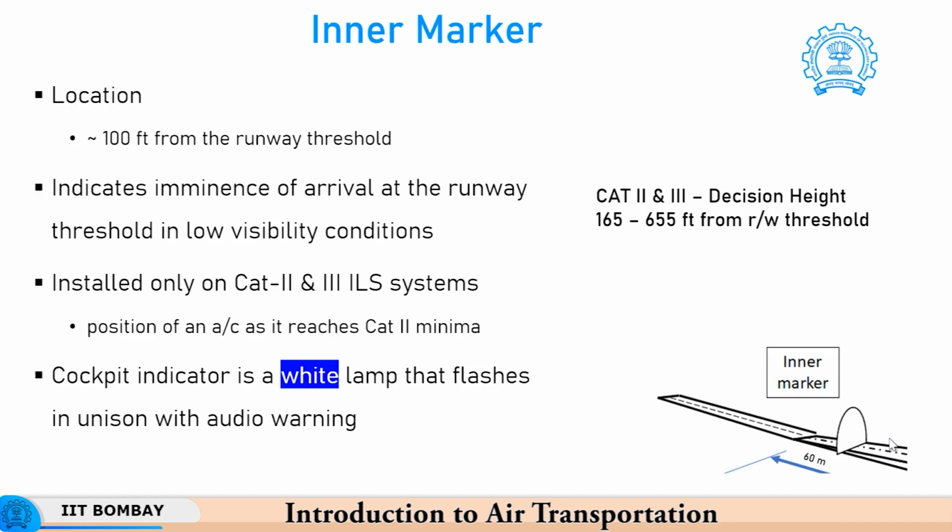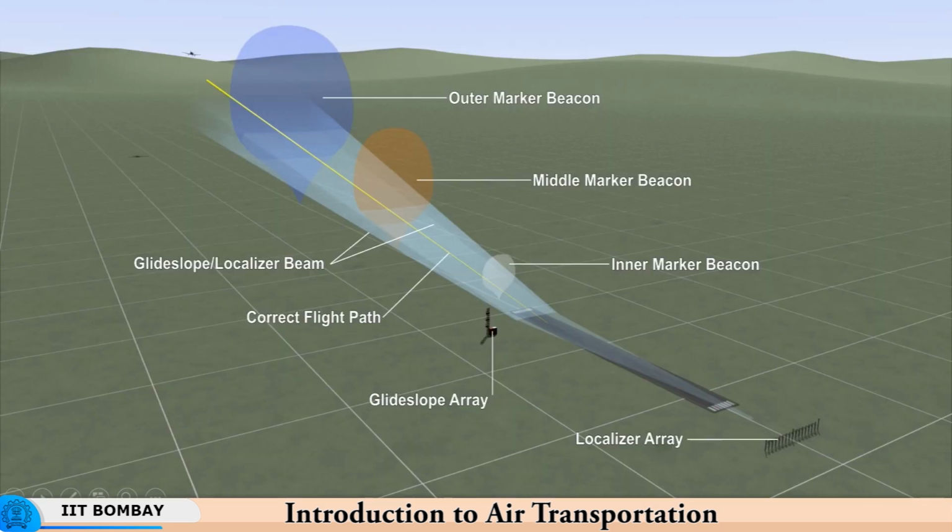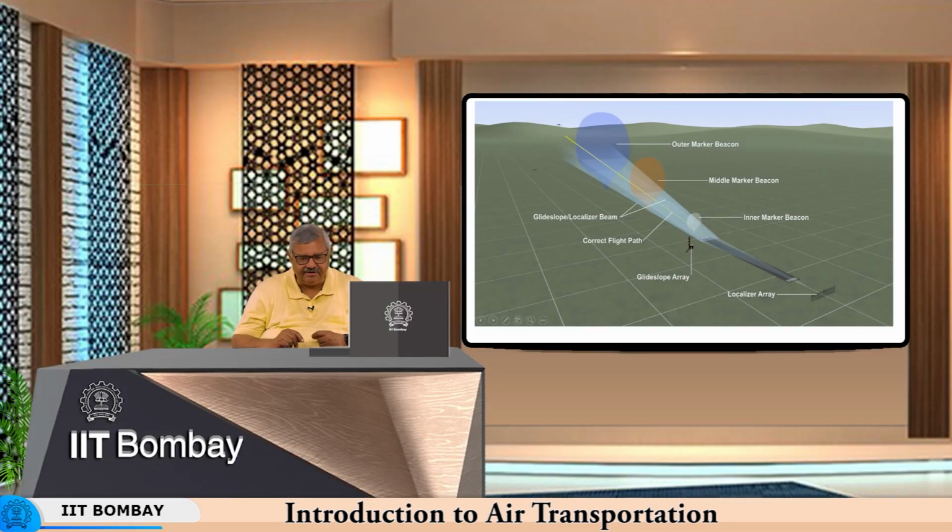So, in the cockpit there is an indicator which will flash a white colored lamp in unison with an audio warning of a higher frequency as we cross over the inner marker. The working of the ILS system is best illustrated using this particular video. So, you will see in this video an aircraft approaching from the top left side, coming into land, and we will see what happens to the aircraft, and also we will look at the instrument in the cockpit.